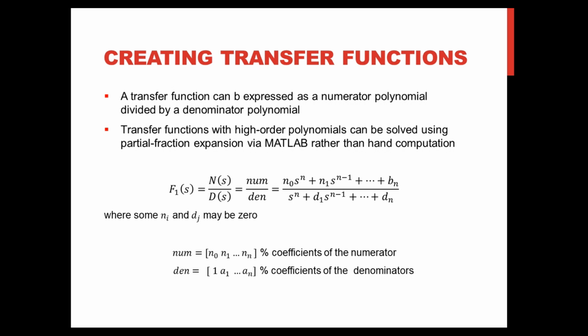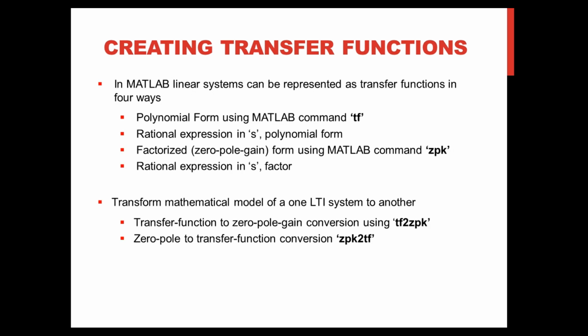We can use the Control System Toolbox in MATLAB to represent transfer functions of single input, single output systems in continuous or discrete time domains. In MATLAB, we can represent linear systems as transfer functions in four ways. In polynomial form, using the MATLAB transfer function command TF, in polynomial form using a rational expression in s, in the factorized zero-pole-gain form using the MATLAB command ZPK, and in factorized form using a rational expression in s.